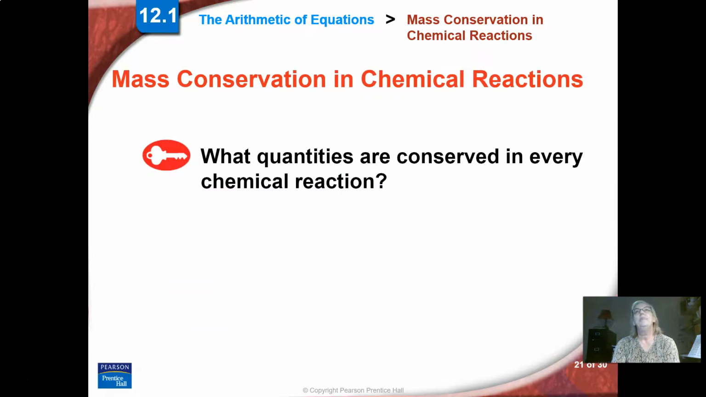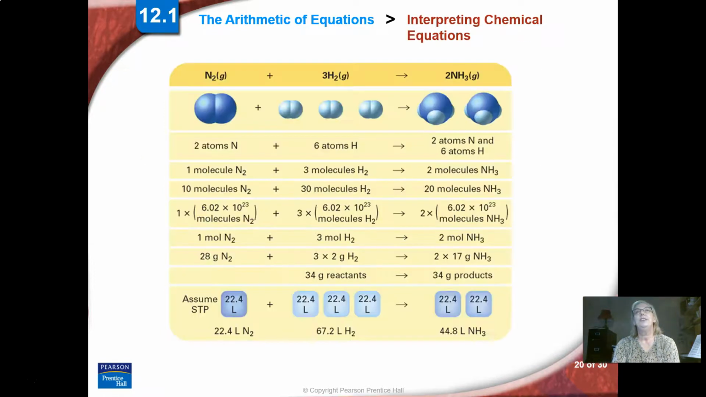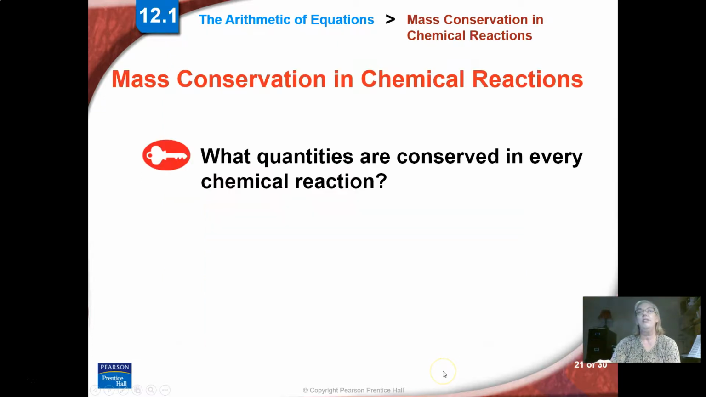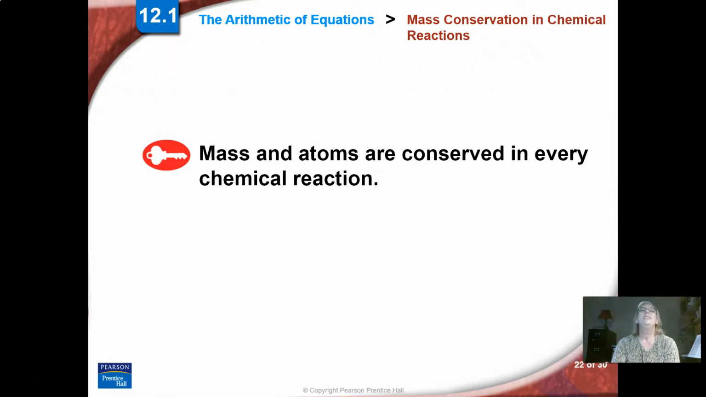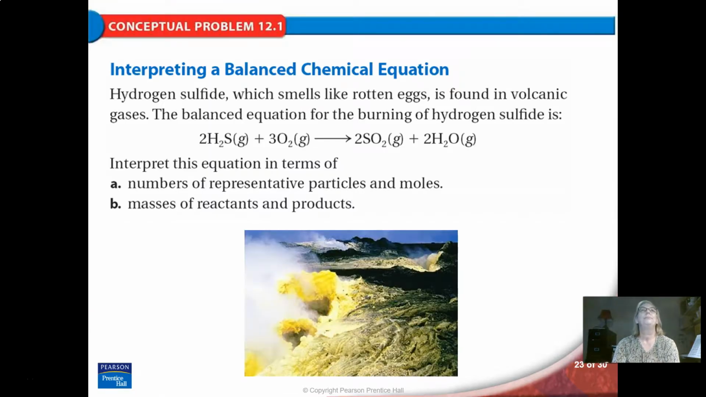So we're always going to make sure that the mass is conserved. If you look here, on this side we have 34 grams. On this side we have to have 34 grams because mass cannot magically appear or disappear. Remember, that's the law of conservation of mass. So atoms and mass are conserved. They're not magically appearing or disappearing in a chemical reaction.